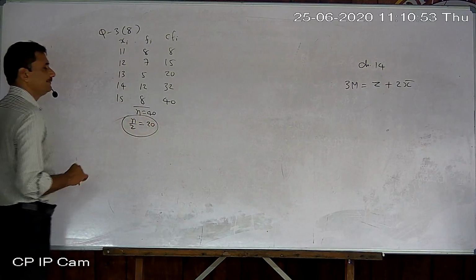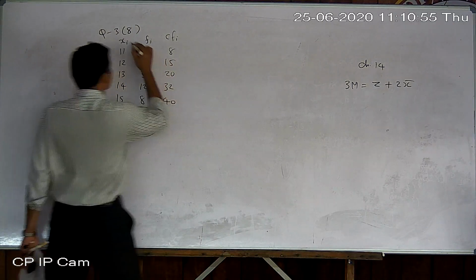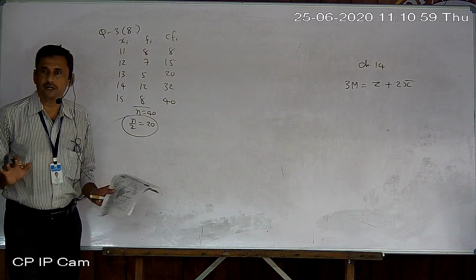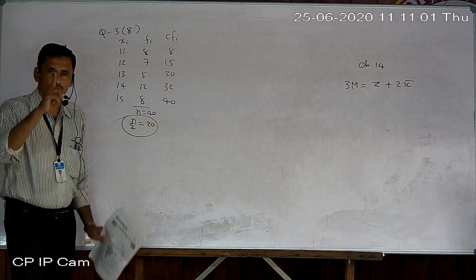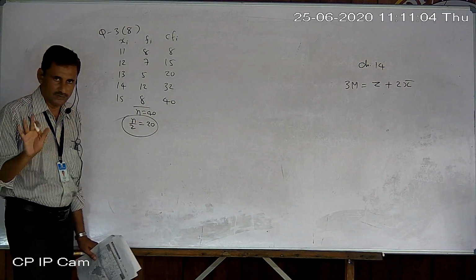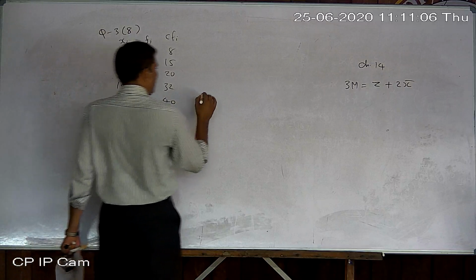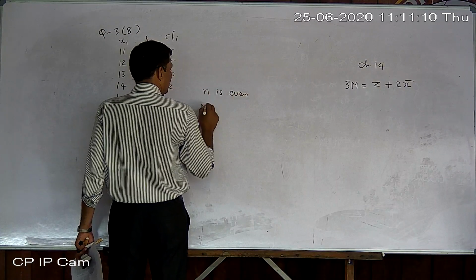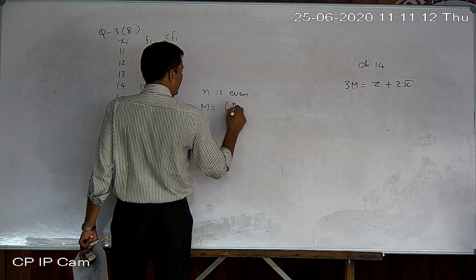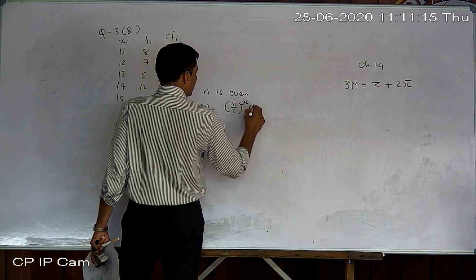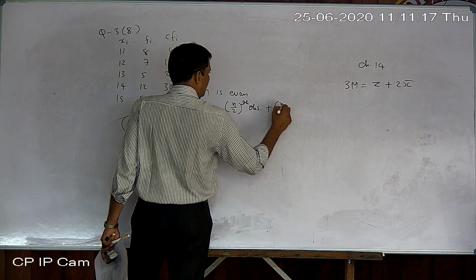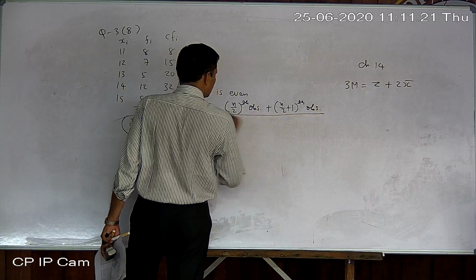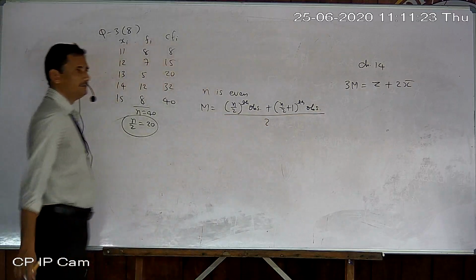Whenever n is even, this is of discrete type. Whenever data without class is there, at that time, don't use that L plus n by 2 minus CF formula. Use this formula. If n is even, then median equals the n by 2th observation plus the n by 2 plus 1th observation, divided by 2. That is the formula. Okay.